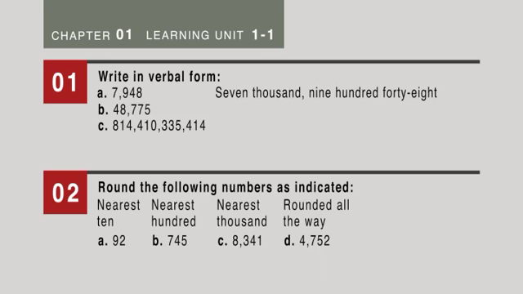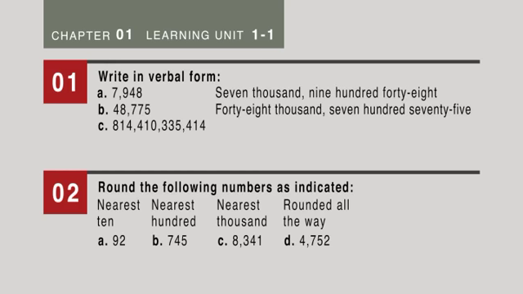Write in verbal form for B, 48,775. In this case, we have 48,000. Notice again the 40 and the 8 has a hyphen in between, 775. Again, you need the hyphen between the 70 and the 5.